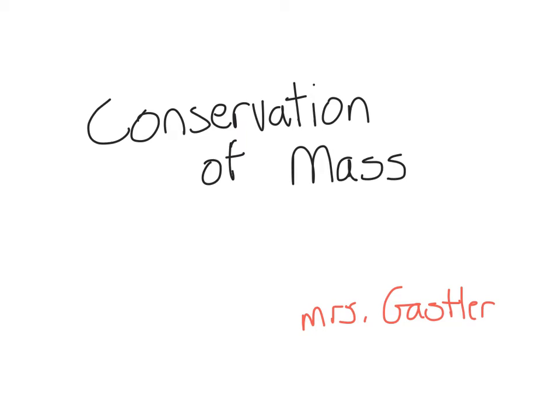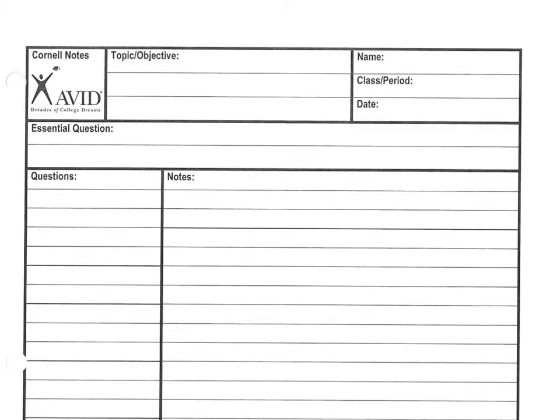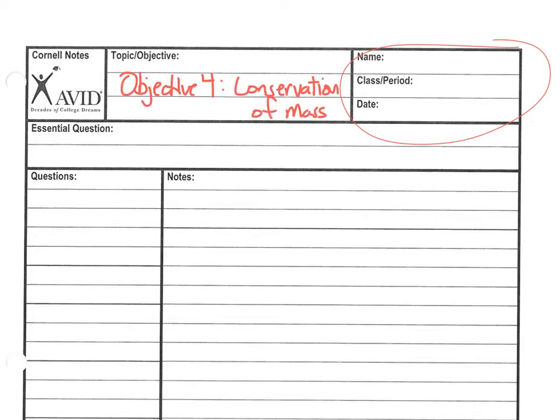Hi guys, in this video we're going to talk about the law of conservation of mass, and I'm going to be writing on some Cornell paper, so make sure you have some of that. Here's mine. Now remember, you want to fill this out right here with your name, class period, and date, and our objective is conservation of mass. That's objective 4 for unit 1.